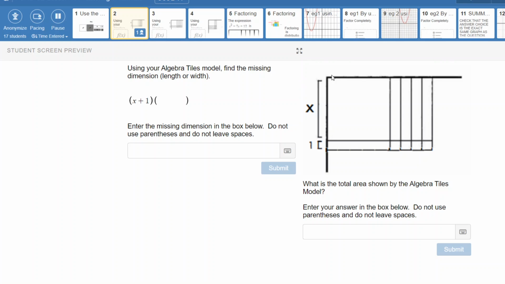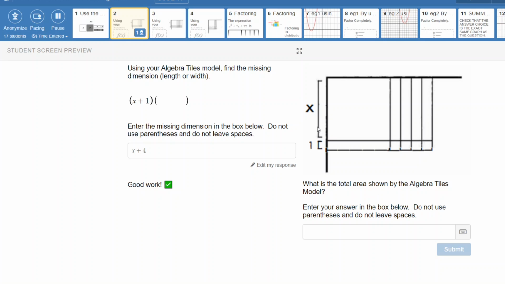As you work across the top, you do the same thing. So I got 1 square, so 1x. I got 4 rectangles, so 4. Now I'm not going to put 1x, I'm just going to put x, and then I'm going to put plus 4 because there was 4 rectangles. If they'd been shaded in, I would have actually put negative 4 here.